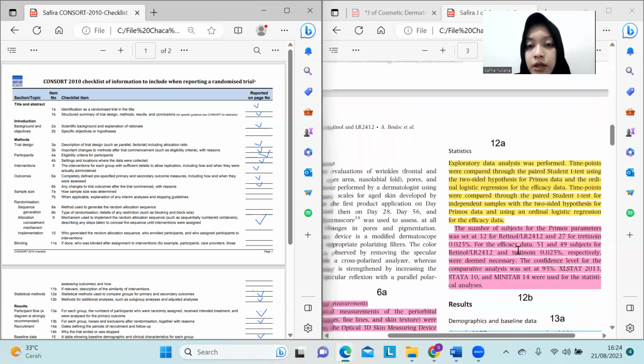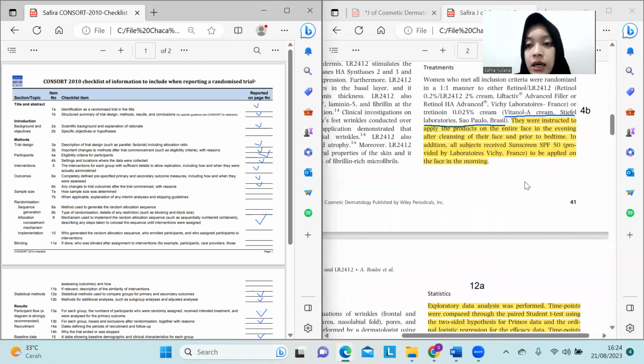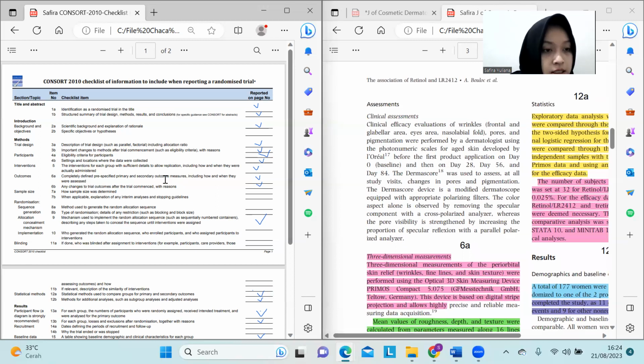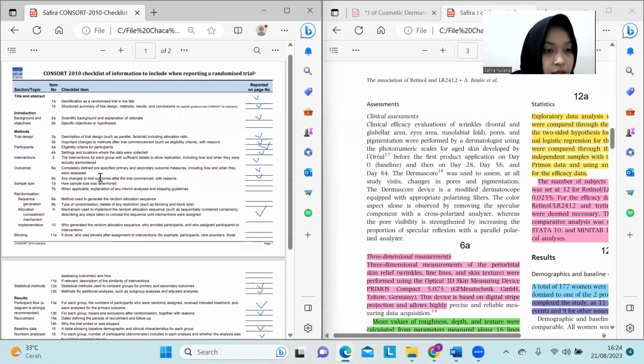And next, we are going to see they were instructed to apply the products on the entire face in the evening after cleansing of their face and prior to bedtime. And next, we are going to move to number 6A. This is number 5, the intervention. And number 6A is about the outcomes.